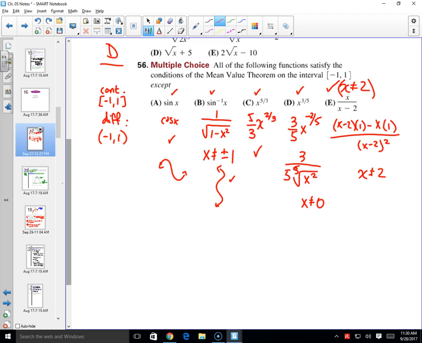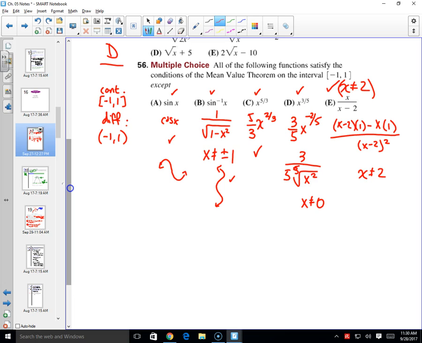This one, x fails at 0. So right away, it is continuous, but it's not differentiable at 0. So that's why you could jump to D. I didn't really even worry about this one, but this one did have problems, but it was at 2, which is not in the interval. And this one, the derivative did have problems, but not in the open interval. It was at the end points.